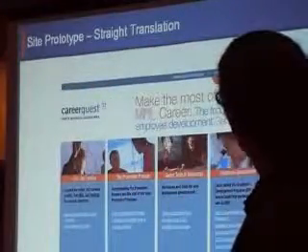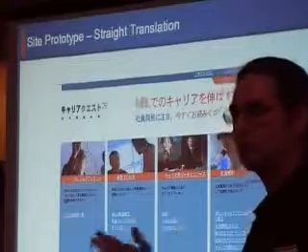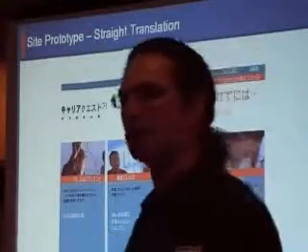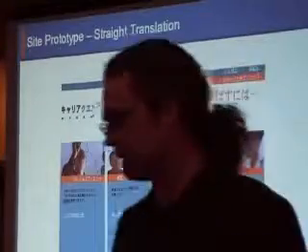I've redacted all of these screens, but this is the actual site as it was originally launched 2 years prior in the US. And then this is the straight translated site that we got back in under a week from translations.com. This is what we used to conduct a usability test.